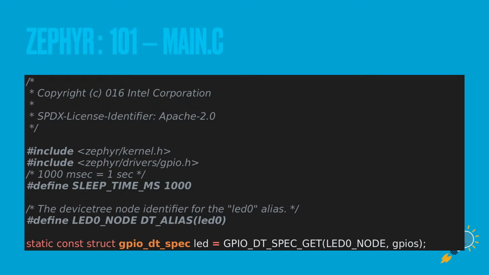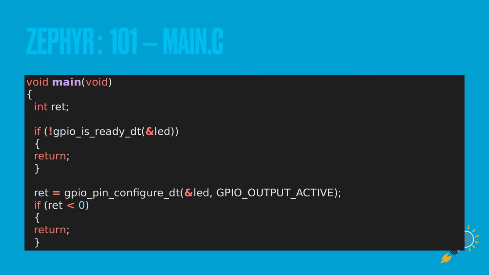This is the closest thing you can get, for those coming from bare metal, where you're used to just toggling bits in a register. This is essentially kind of the same thing. You can toggle on and off with this one DT spec struct, so it's handy.